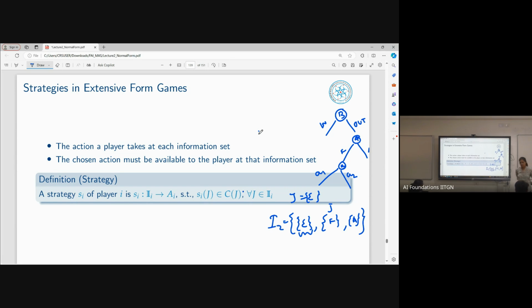Yes. Are you thinking in Python terms, like a dictionary, something like a key-value pair? It's like every information set has a set of actions. Yes, exactly. You can think of it like that. But this is actually the potential for all possible actions. But the strategy is picking one of them.